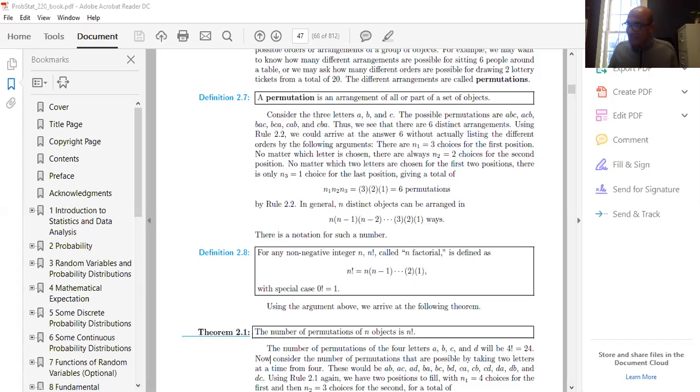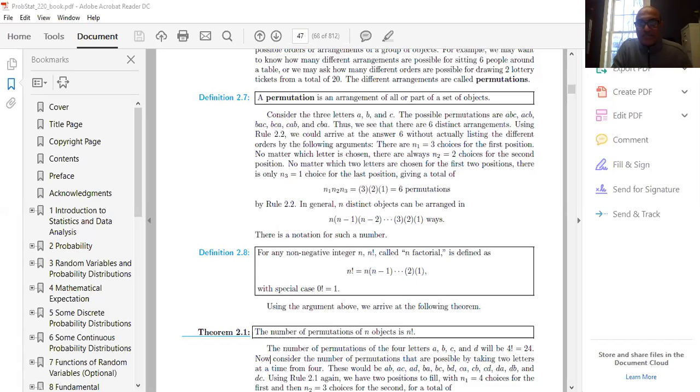So last time we went through some permutation and a little bit about the combination, and I told you that permutation is nothing but the arrangement of all parts of a set of objects. Can you see my screen? Yes. So permutation is an arrangement of all or part of a set of objects.